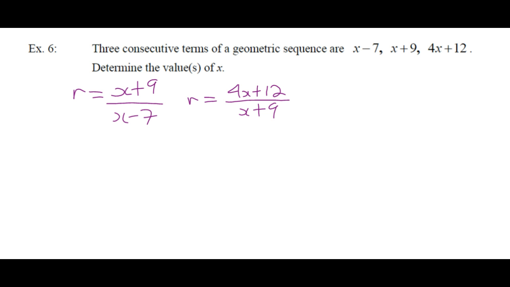What are we going to do with these two things? We're going to set them equal to each other, right? They're both R. So this is what we do. We say, okay, look, I know the common ratio is x plus 9 over x minus 7. But I also know it's 4x plus 12 over x plus 9. So let's set those two things equal to each other.